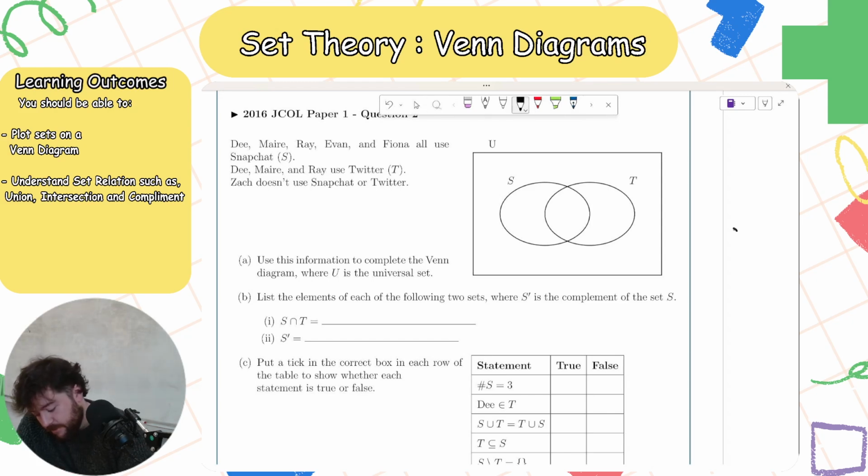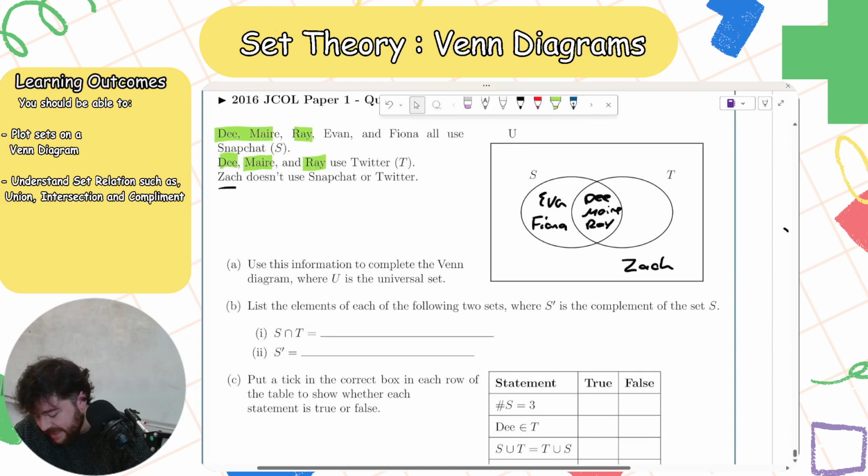So we have Snapchat and Twitter. Let's see, inside out, who uses both? Dee and Marie use both, and Ray. So Dee, Marie, and Ray. That means Evan and Fiona use Snapchat only. And then we have poor Zach here, who doesn't use either, so he goes on the outside.